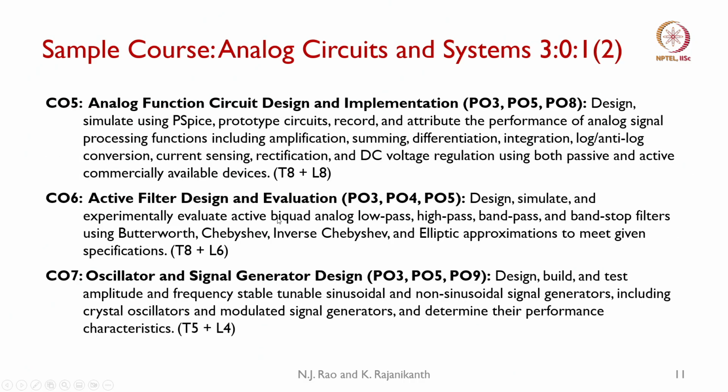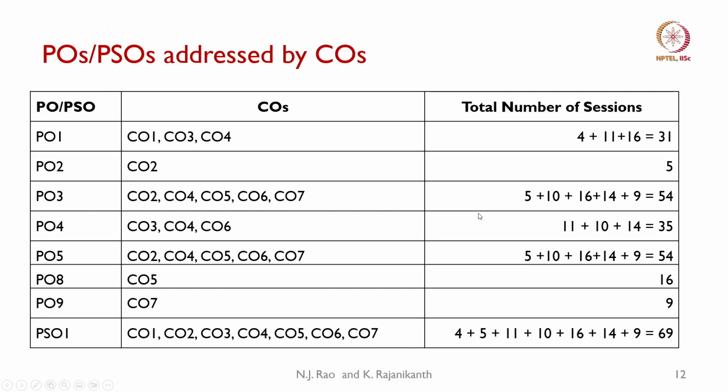There are 7 course outcomes, and we are addressing many POs through this. I have taken this example to show that, but as I mentioned, if you are showing this, the assessment should be in alignment with this. Assessment cannot be arbitrary. Okay, and that is the way you make the statement that you are truly addressing the identified POs.